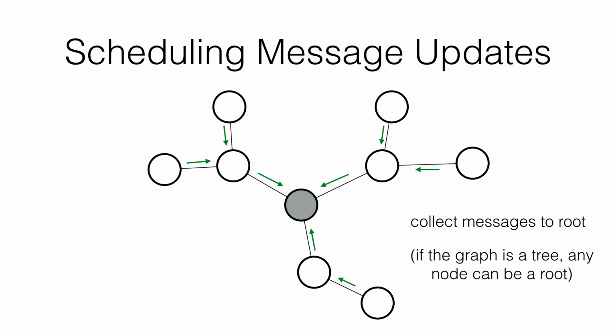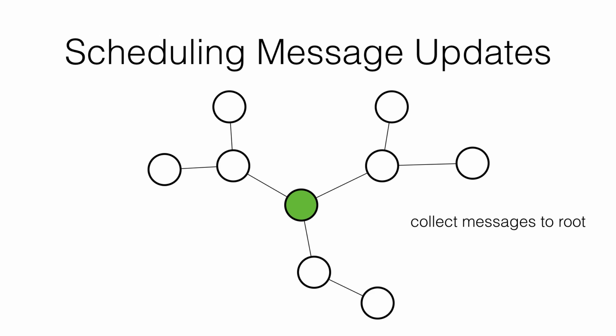Okay, and then at that point, once you've collected that information as the root, you can then pass down all that information to all of your descendants. So you send messages out from the root to all of its neighbors, and then you send messages from those neighbors to the next neighbors all the way to the leaves.